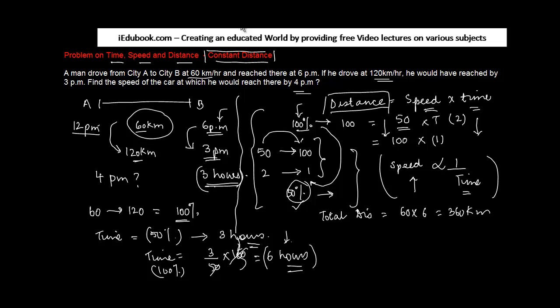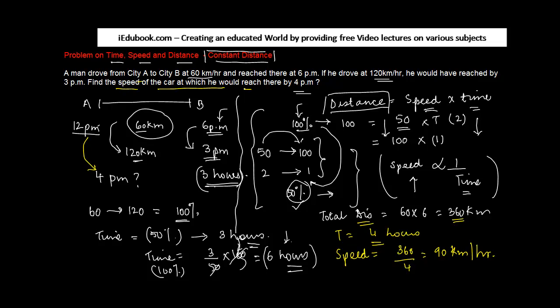And what is the time at which he has to reach now? He has to reach at 4 p.m., within 4 hours. So the time now is 4 hours. Distance is 360 kilometers. Time is 4 hours. What stops you from finding the speed? Speed is equal to distance upon time, or 360 upon 4, 90 kilometers an hour. Right? So the speed of the car at which he would reach there by 4 p.m. is 90 kilometers an hour.